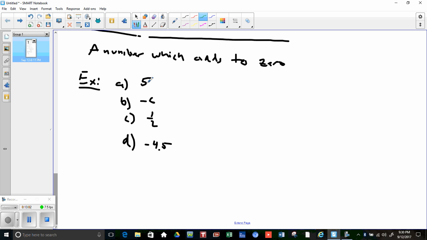So the opposite or the additive inverse of 5 would be negative 5, simply because if I started at 5 to the right, I would have to come back 5 to the left to get to 0. So it's just the opposite sign. So the opposite or additive inverse of negative 6 would be positive 6. Opposite or additive inverse of 1/2, negative 1/2. Opposite or additive inverse of negative 4.5, positive 4.5. Okay, again, not really difficult, probably one of the easier concepts that we do.